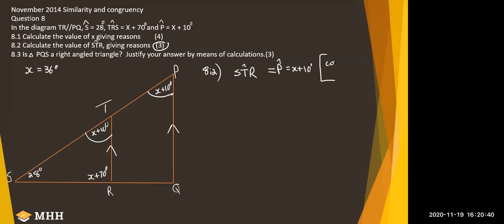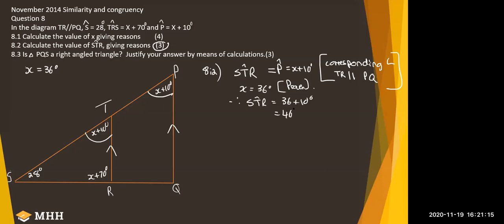The reason: corresponding angles, because TR is parallel to PQ. And now we know that X is equal to 36 degrees. Reason proven. Therefore, STR is equal to 36 plus 10 degrees, and that's going to give me 46 degrees. So this one is 46 degrees.